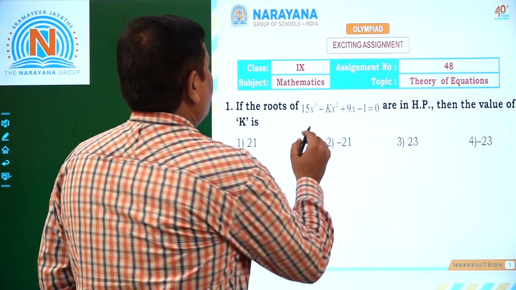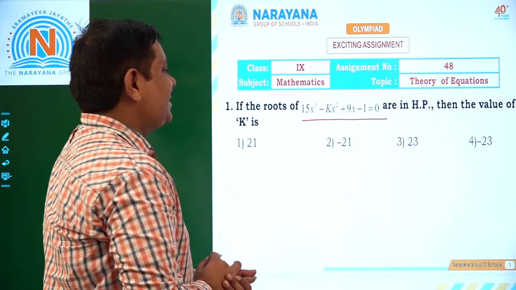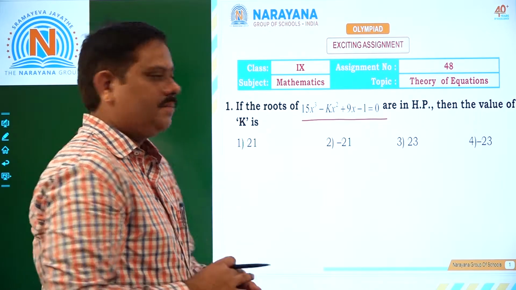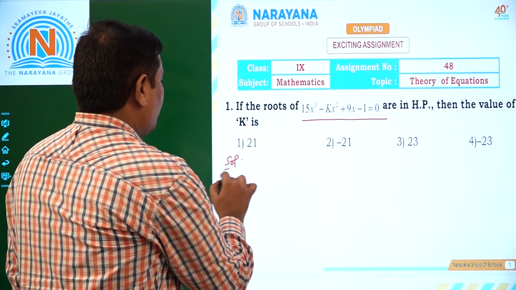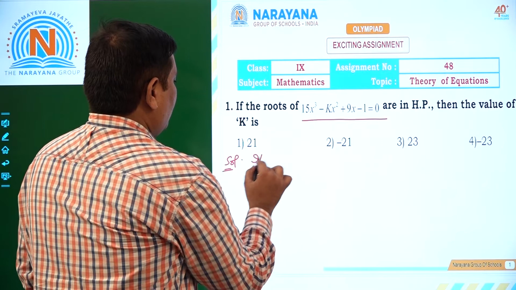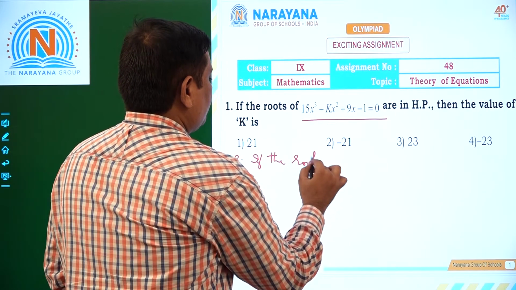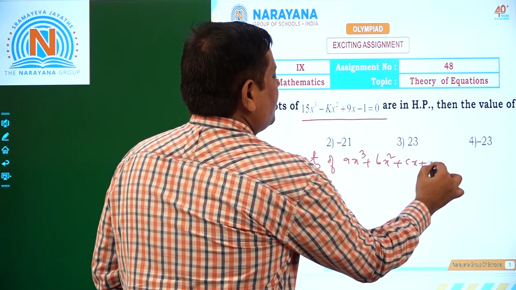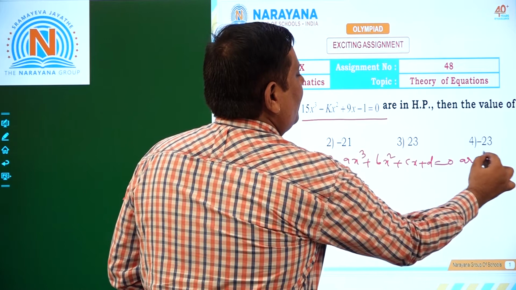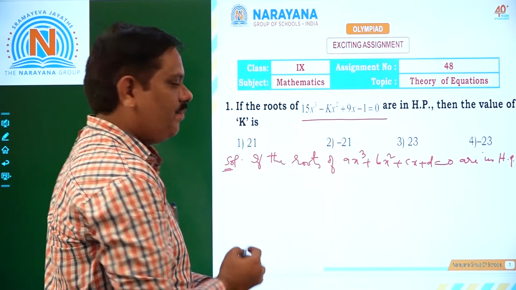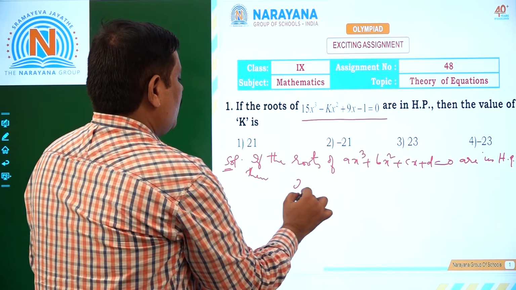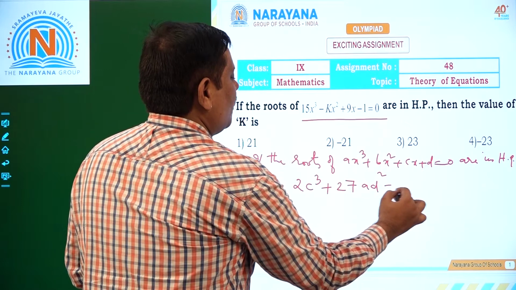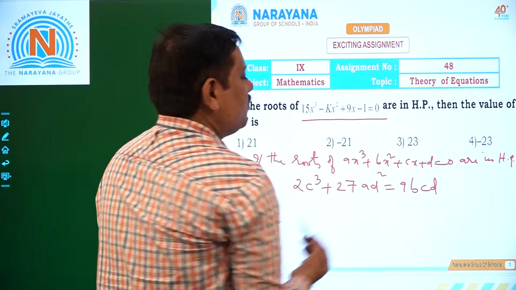If the roots of 15x cube minus kx square plus 9x minus 1 is equal to 0 are in HP, then the value of k is. Here we have a condition: if the roots of ax cube plus bx square plus cx plus d is equal to 0 are in harmonic progression HP, then the condition is 2c cube plus 27ad square is equal to 9bcd. This condition is to be satisfied.